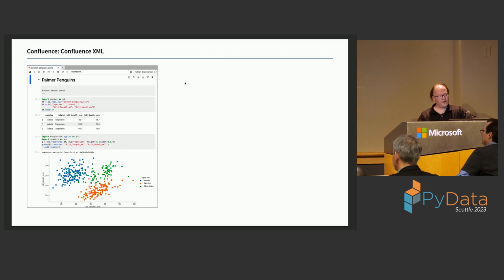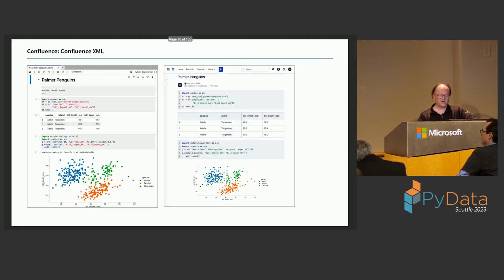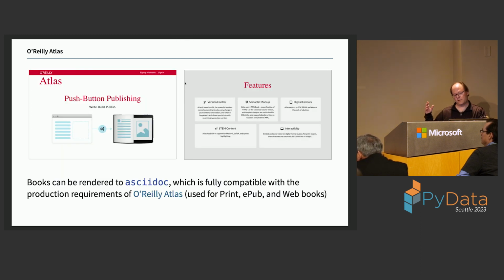We wrote an extension to Pandoc that takes that AST and transforms it into native Confluence XML, so the same notebook now just shows up as a Confluence page inside a Confluence wiki. And I talked before about using AsciiDoc to publish books with O'Reilly.